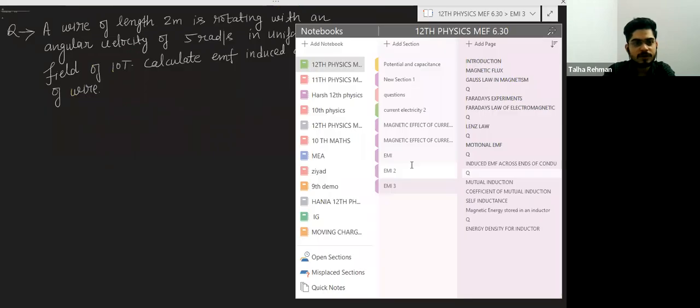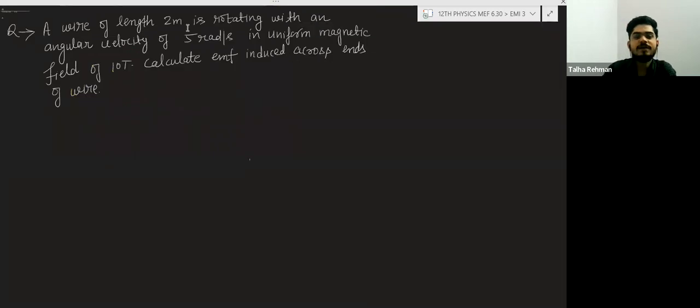Suppose this question: a wire of length 2 meter is rotating with an angular velocity of 5 radian per second in a uniform magnetic field of 10 Tesla. Calculate the EMF induced across the ends of the wire. So, very simple.